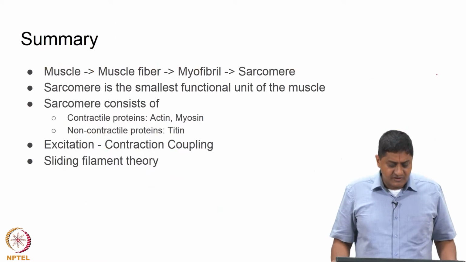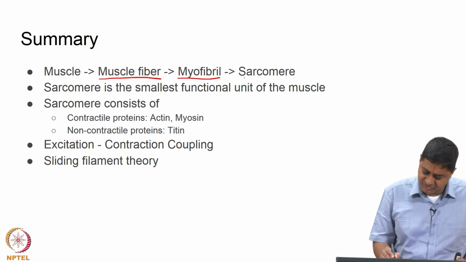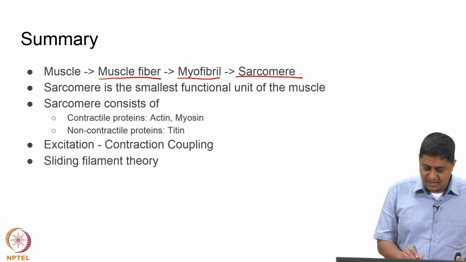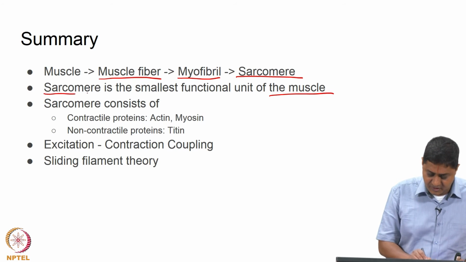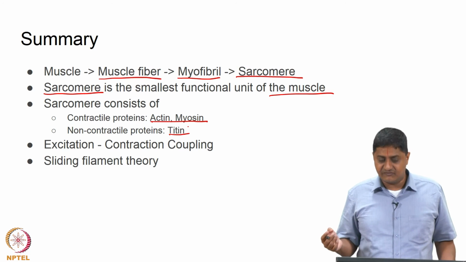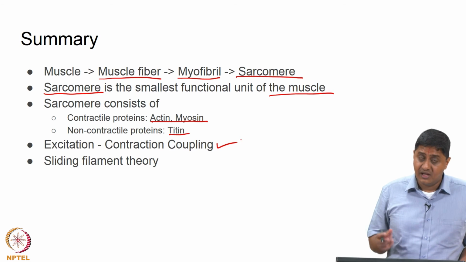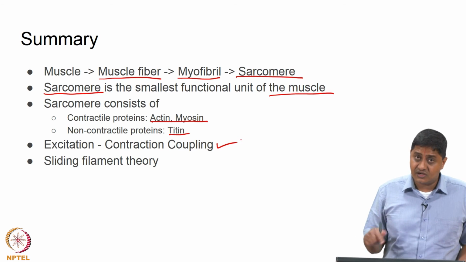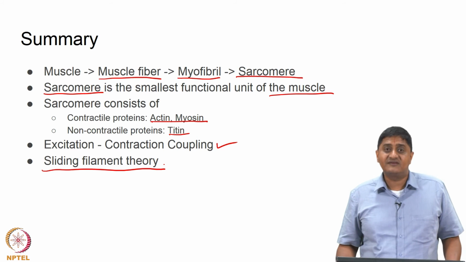So, what we have seen so far is muscles are basically composed of muscle fibers, which are composed of myofibrils, which are composed of sarcomeres, and the smallest functional unit of the muscle is the sarcomere. It consists of actin and myosin and non-contractile proteins such as titin that hold the thick filament in place. We also saw in today's class excitation contraction coupling, how excitation coming in causes contraction. How is this caused? Due to the crucial role of calcium, right. And we also discussed in relatively good detail the sliding filament theory.